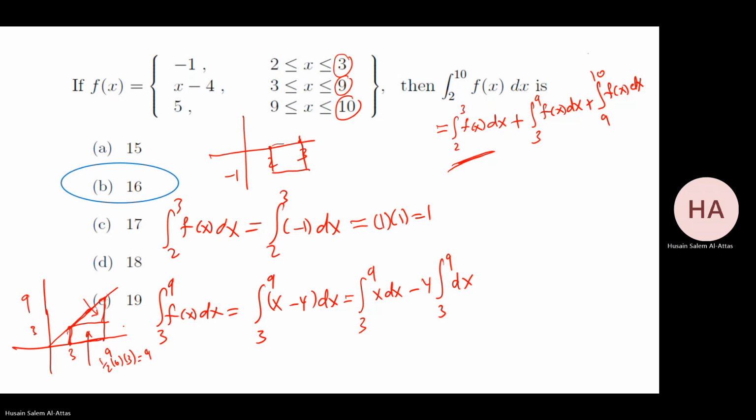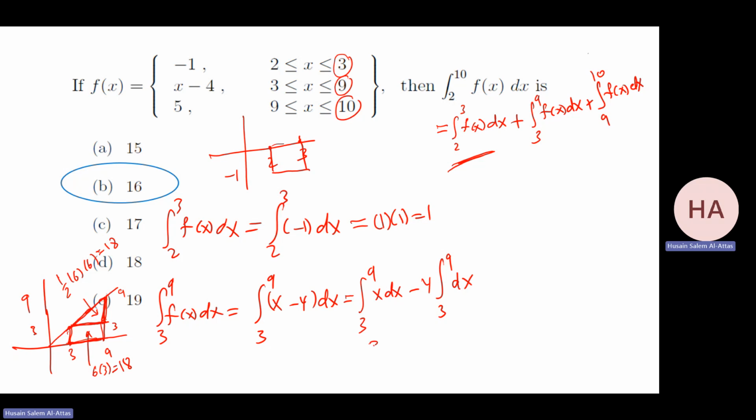This one, this is 3, and this is 9. This is not a triangle, this is a rectangle. This is 6 times 3, which is 18. This one will be 3, and this one 6, and this one 6. So it will be half of 6 times 6, which is 18 also. So all of this is 36.